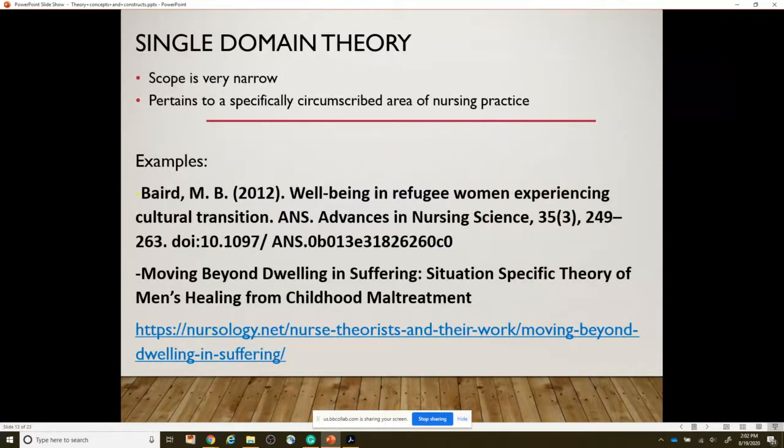So single domain theories, this is the most narrow, very narrow, and pertains to a very circumscribed area of nursing practice. Single domain theories can also be called situation specific theories, which if you think about it, if it's just one domain, it's just going to apply to one situation. So you can see why those would be synonyms there.